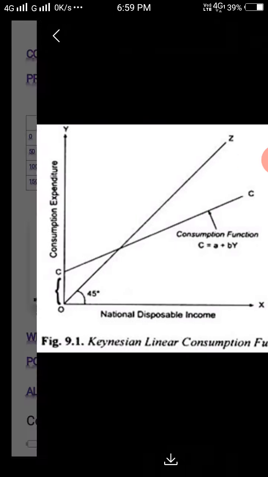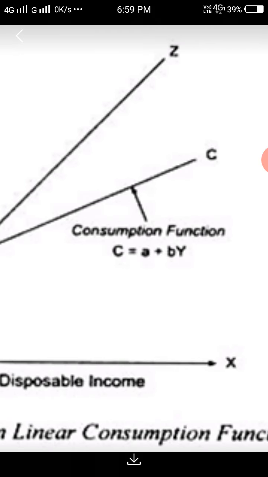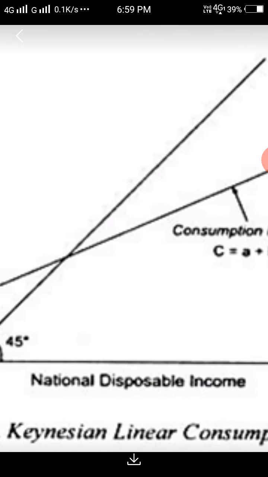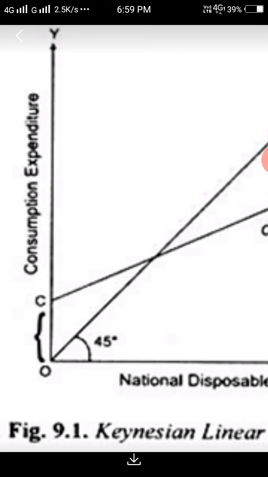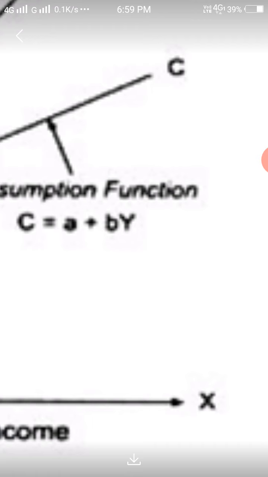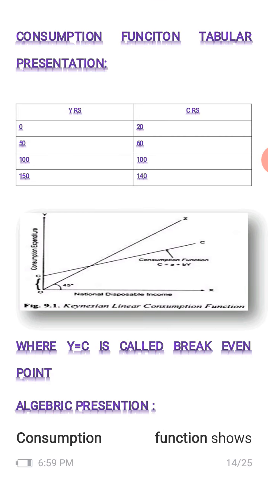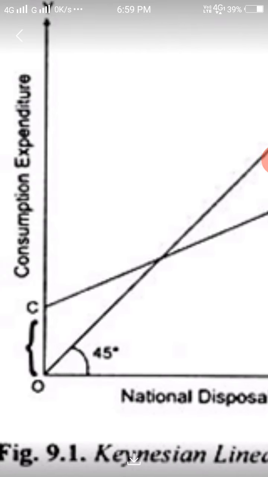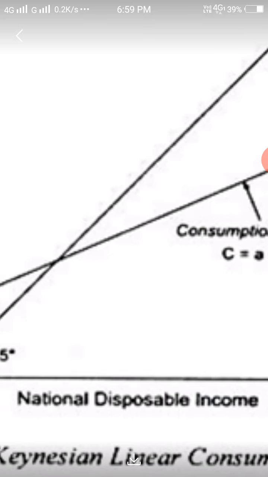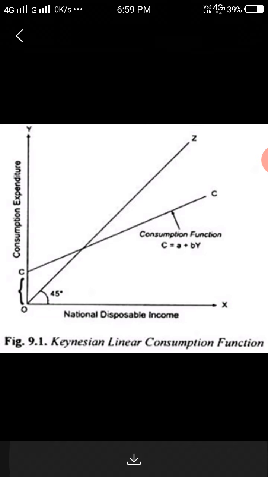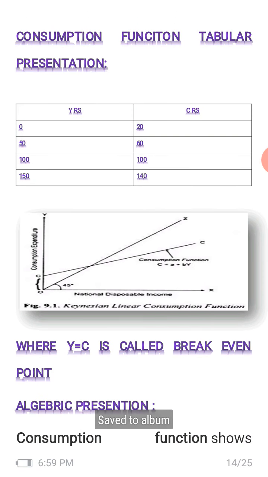Simple. Here is the consumption function diagram, with national disposable income and consumption expenditure given here. I have already explained this, but go through the table and understand it. Where Y equals C is called the break even point, that is, when consumption equals income, and that point is called the break even point, right?